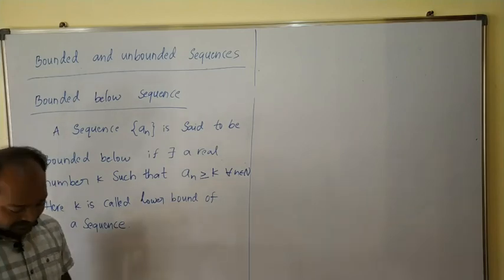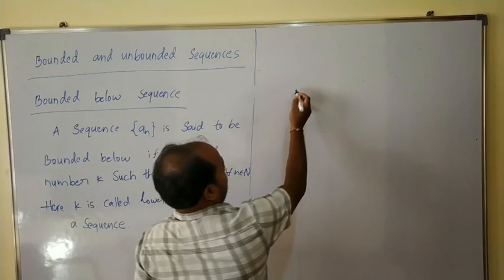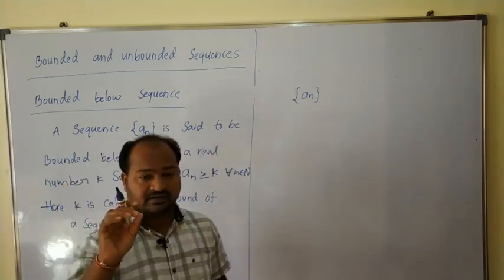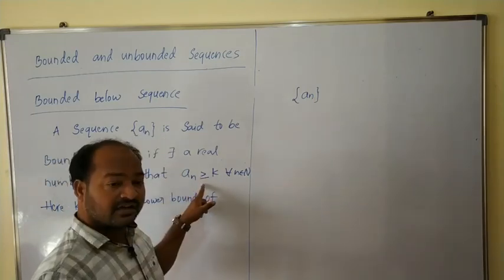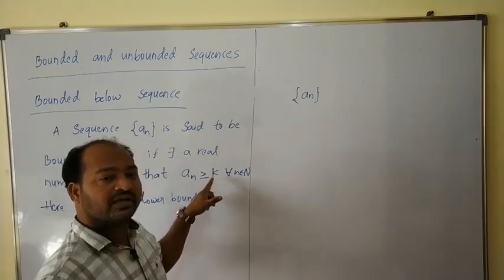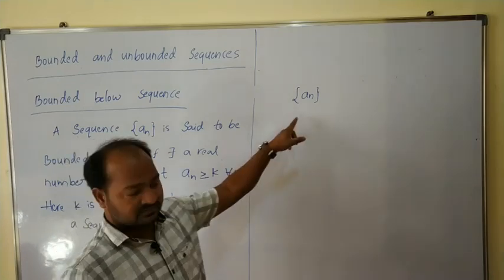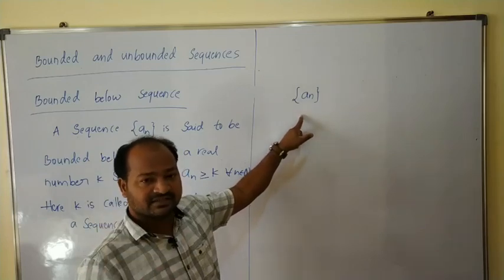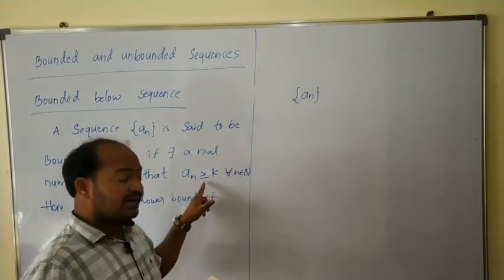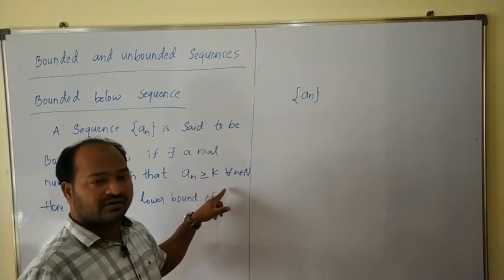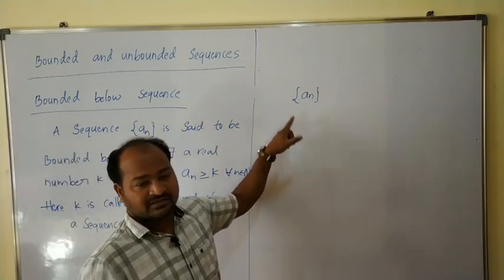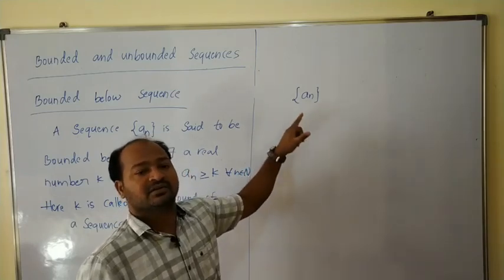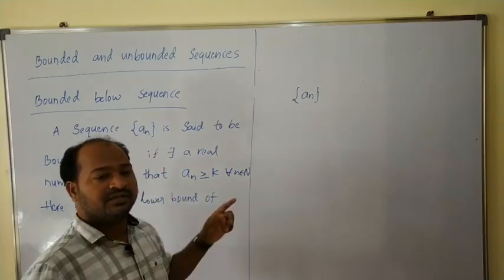Okay, that means if every term in the given sequence must be greater than or equal to a real number, then we will say that the sequence is called a bounded below sequence, and that real number is called the lower bound of the sequence.